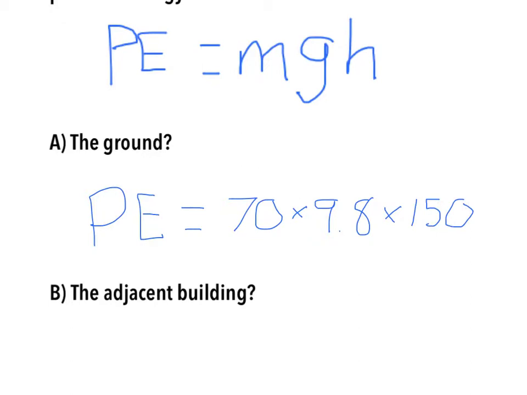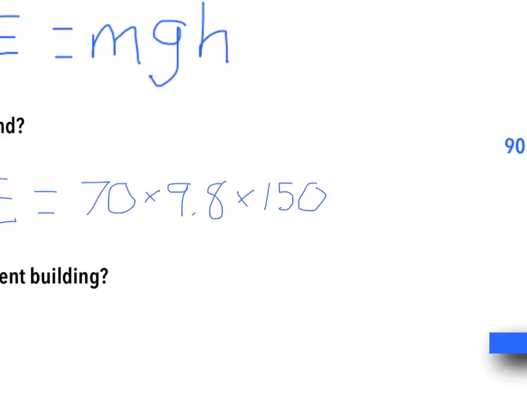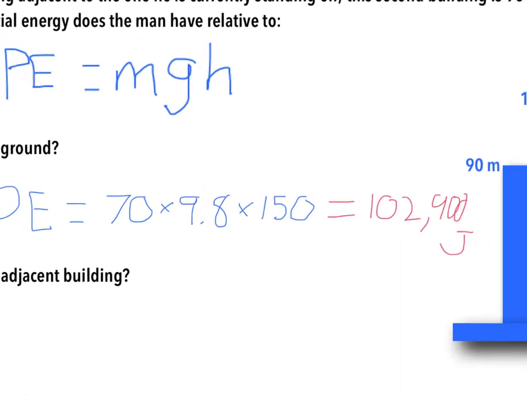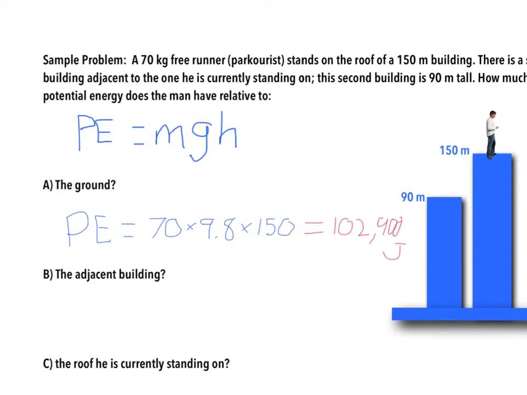150. Now, if you were to calculate all of those together, you would find that that calculation gives you 102,900 joules of energy. Again, just a reminder, we're seeing how much potential energy this man has when he's on top of the building. Whenever we measure energy, whether it's kinetic energy, potential energy, solar energy, any type of energy we could possibly talk about, joules is going to be our standard unit. So here would be our final answer for part A.